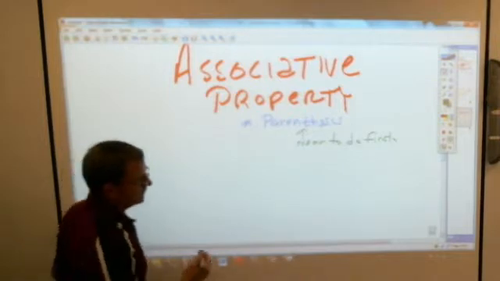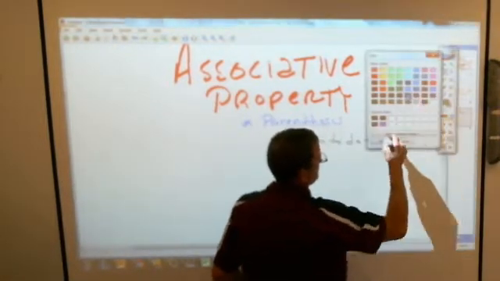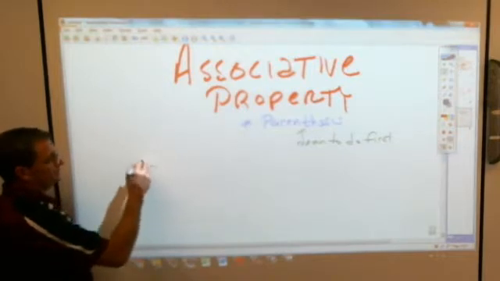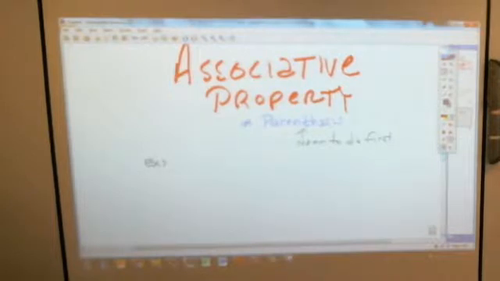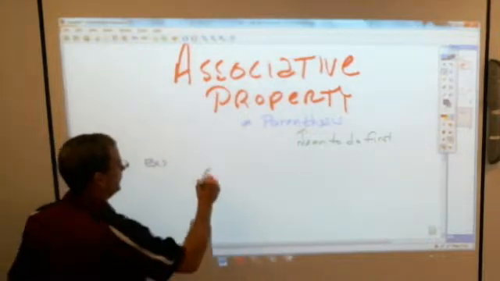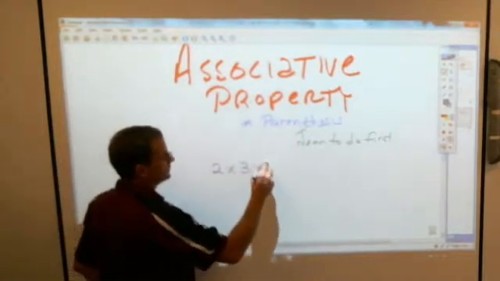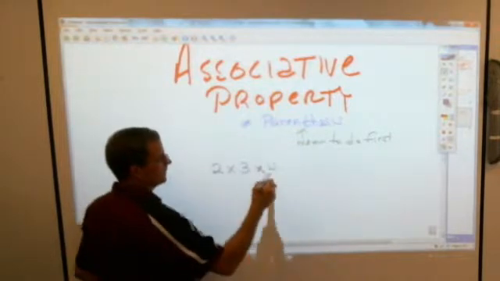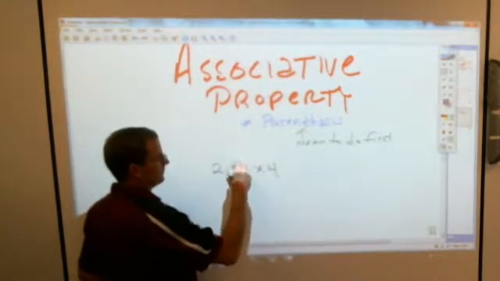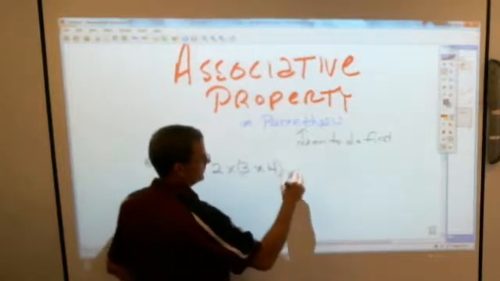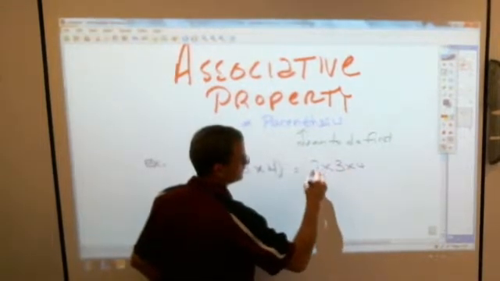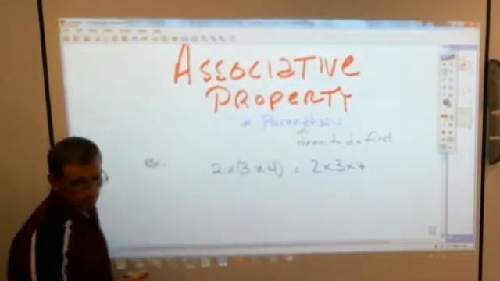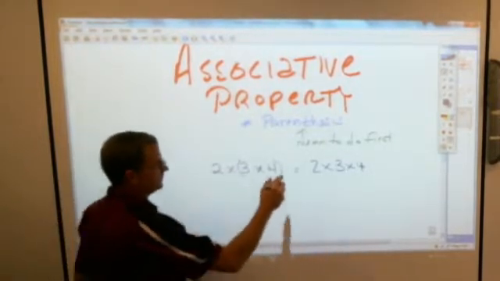Here is an example, because it's easier to see and talk about than not to see. If you have 2 times 3 times 4, with a parenthesis around the 2 times 3, that is the same thing as 2 times 3 times 4 with the parentheses around the 3 times 4.